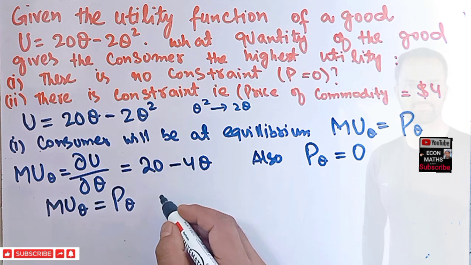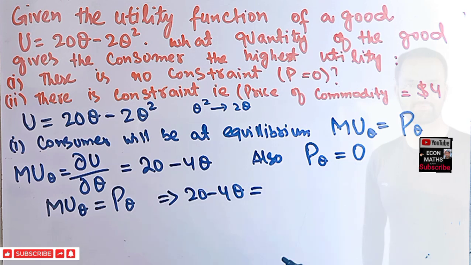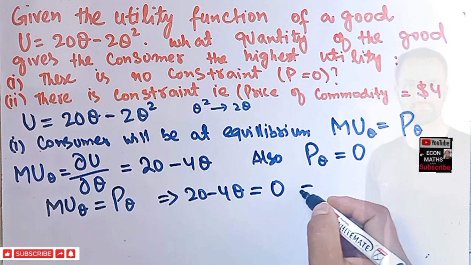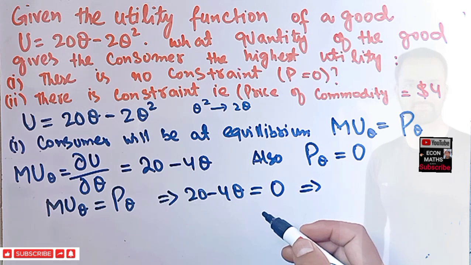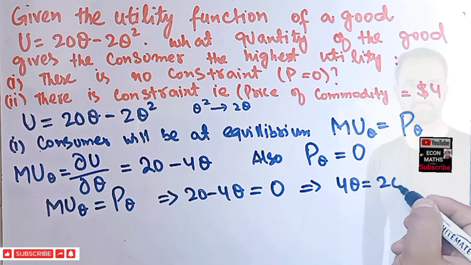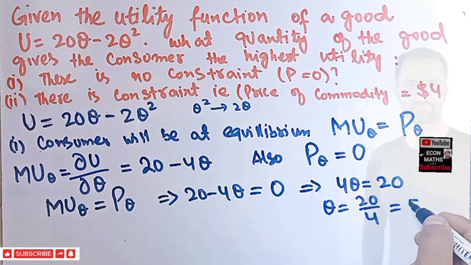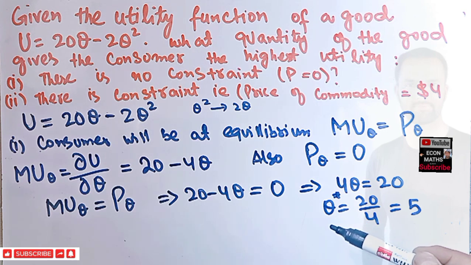What is our marginal utility? That is 20 minus 4q should be equal to price of commodity is 0. That means when we solve this, it will come out to be 4q is equal to 20, or q is equal to 20 divided by 4, which comes out to be 5. So at equilibrium, optimal consumption is when q is equal to 5 units. That is 5 units of consumption gives the highest utility to the consumer. Okay, this was the first part.